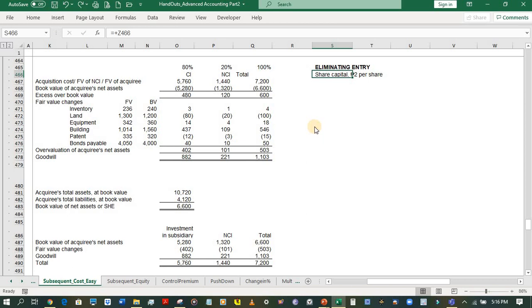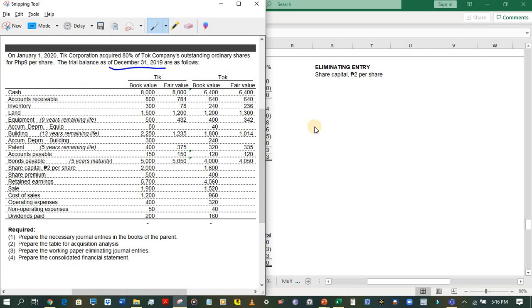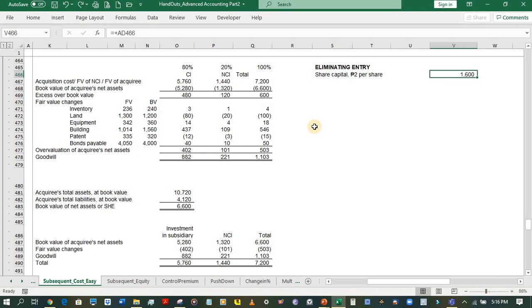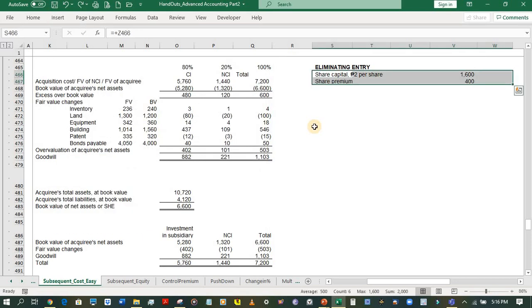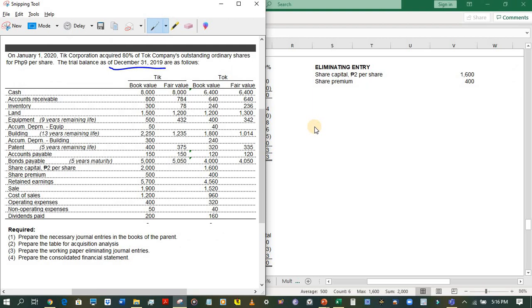So the share capital of the acquiree is 1,600. Then, the share premium is 400 pesos. Next is retained earnings. For retained earnings, the amount debited is 4,600. However, the amount of retained earnings in the problem is 4,560. So, why is there a difference between the amount debited and the amount presented in the trial balance?